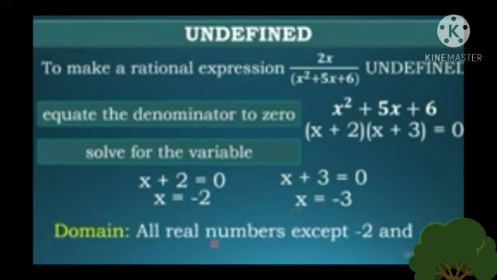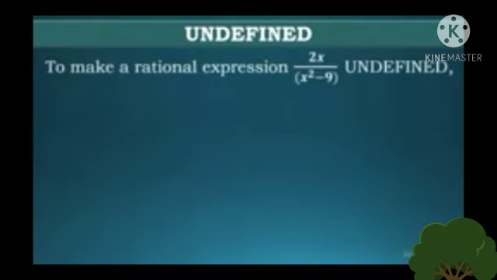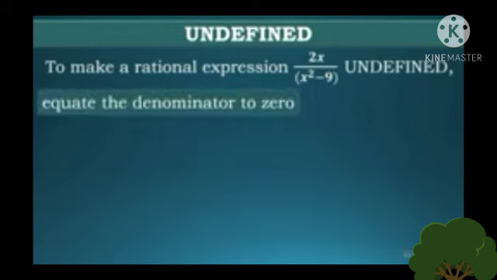We will have the first one, x plus 2 is equal to 0, and the other one is x plus 3 is equal to 0. Now we will solve for x. So we have x is equal to negative 2 and x is equal to negative 3. Therefore, our domain will be all real numbers except negative 2 and negative 3. These, negative 2 and negative 3, are our restricted values, which cannot be placed in x, because that will make the rational expression undefined.